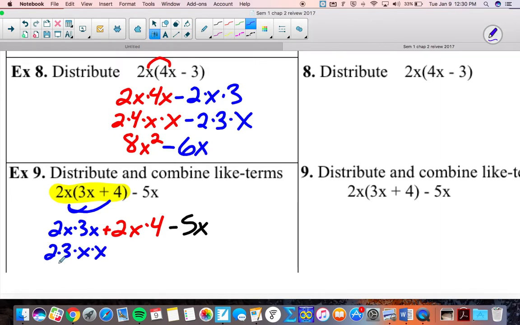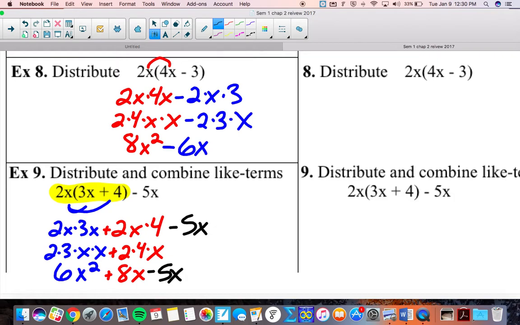this as 2 times 3. That gives me 6, and then x times x is x squared. In red, I have 2 times 4 times x. You don't need to necessarily rewrite it, but really I have 2 times 4, which is 8, and the x tags along. And then I have this -5x hanging out. So I've done the multiplying.